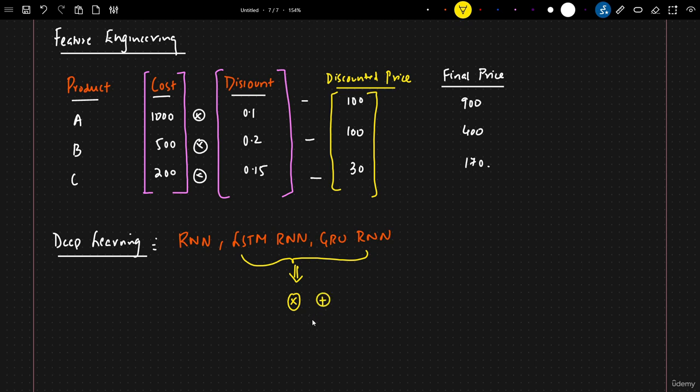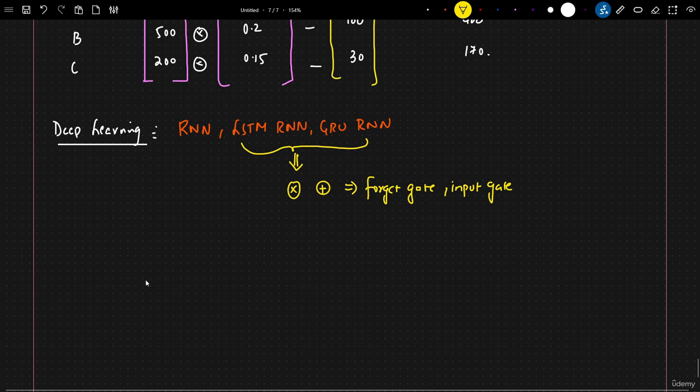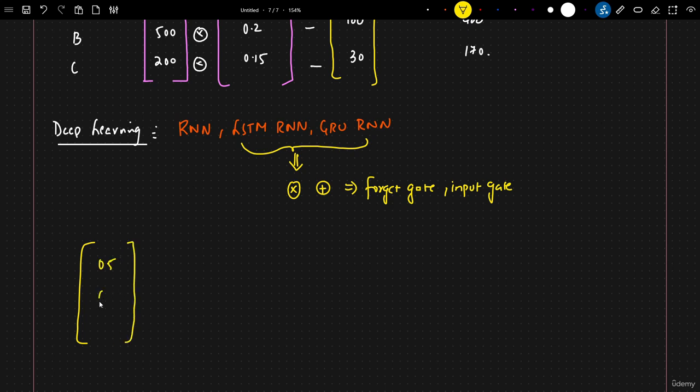We also use element-wise addition, okay? And why do we use it? There is a concept called forget gate, input gate, right? That is where we use these gates, because you can see, once we do element-wise multiplication, let's say I have some signals over here. Let's say I have some values over here, which look like this, okay? Let's say over here some values are like 0.5, 0.6, 0.3, okay? And if I consider my another vector, let's say this vector is 0, 0, 1, okay?